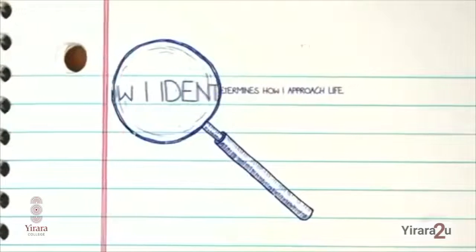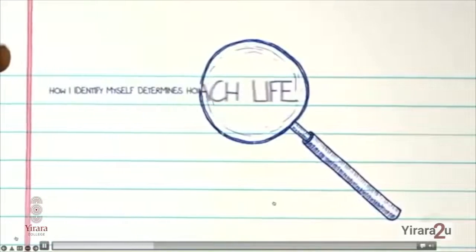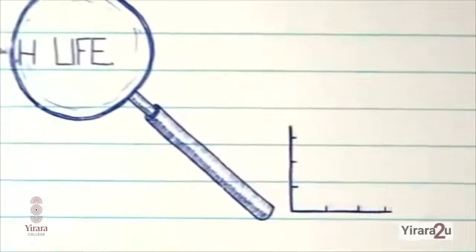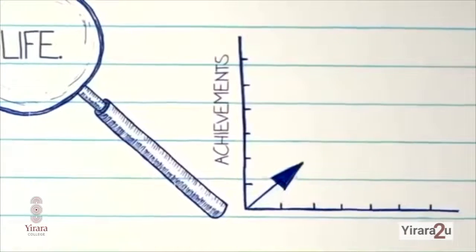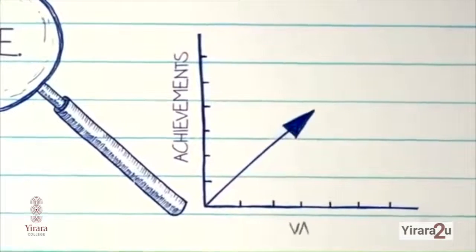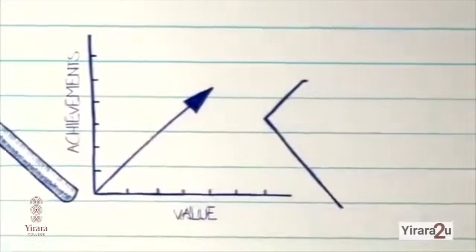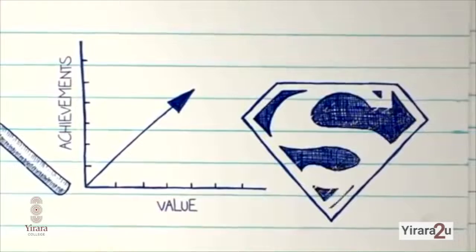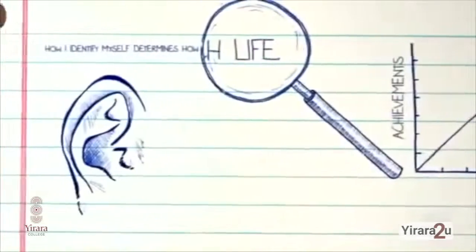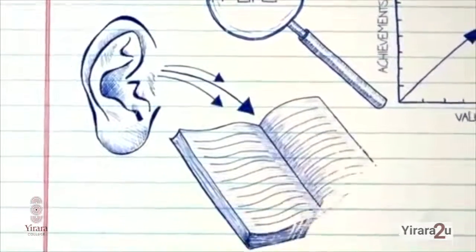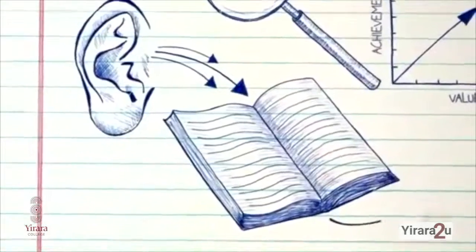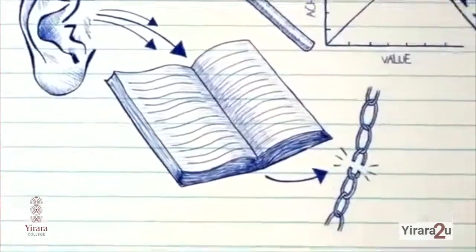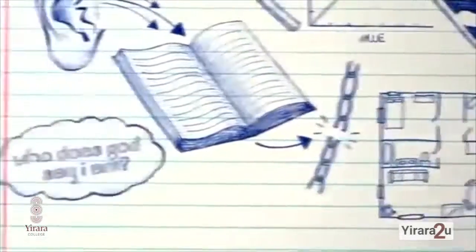How I identify myself determines how I approach life. If I am what I do, I'll always need to do more and achieve more to find my value. If I am what others say, I'll always try to please people instead of my Heavenly Father. But if I listen to who God says I am and embrace His identity in me, I'll find the freedom to live out all He has planned for me.